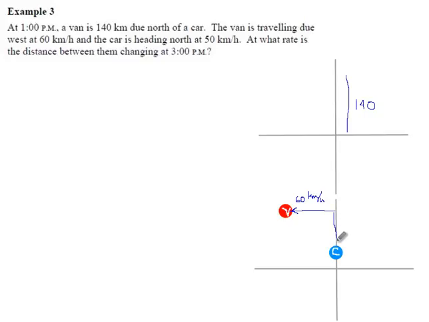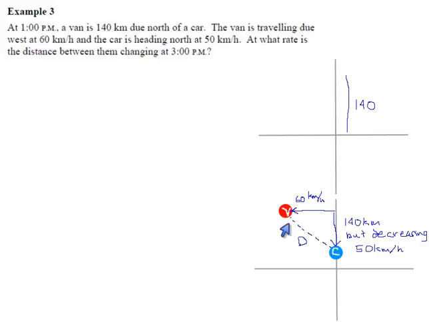So this distance used to be 140 kilometers, but the car's coming north at 50 kilometers an hour, so this distance is decreasing 50 kilometers every hour. And what they're asking about is the straight line distance between the van and the car right here, which I'm going to call capital D.